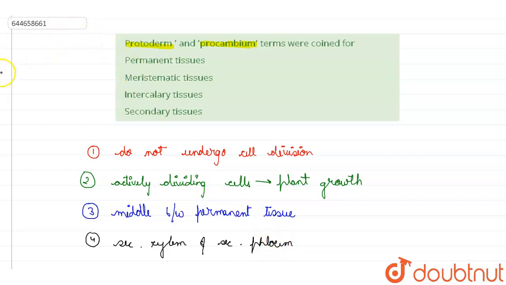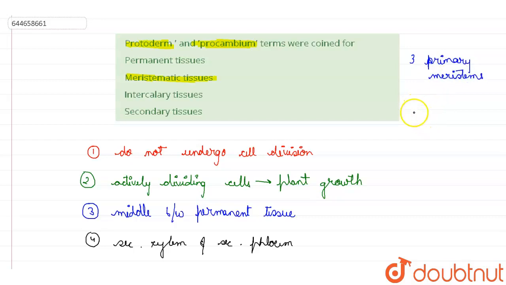Now the question says protoderm and procambium are the terms which are coined for, and the correct option will be meristematic tissue. As I just explained a little bit, in the meristem there are three kinds of primary meristems.